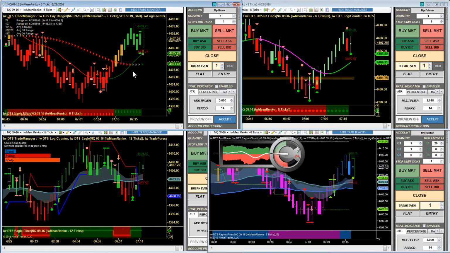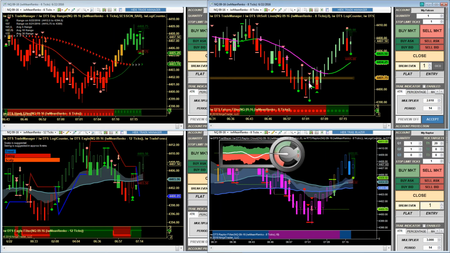And the programming is unique. The programming for the Hawk is specifically designed for scalp signals. The programming for the Falcon is specifically designed for swing signals, and the programming, of course, for the Eagle is specifically designed to find trending signals.